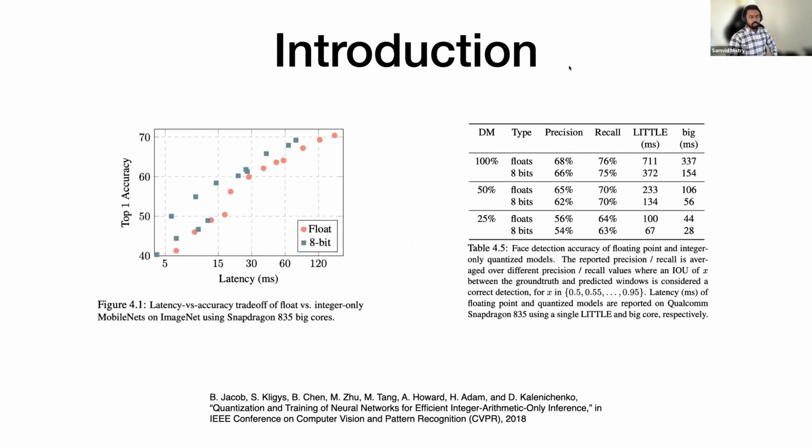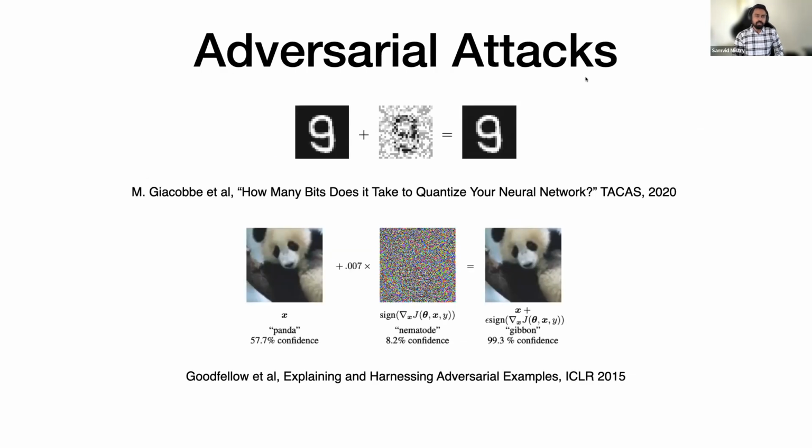So it has been shown that quantized neural networks introduce little degradation to the network's accuracy while still giving us significant benefits in terms of memory and latency. So these are some stats about that. But it has also been shown that they are not immune to adversarial attacks.